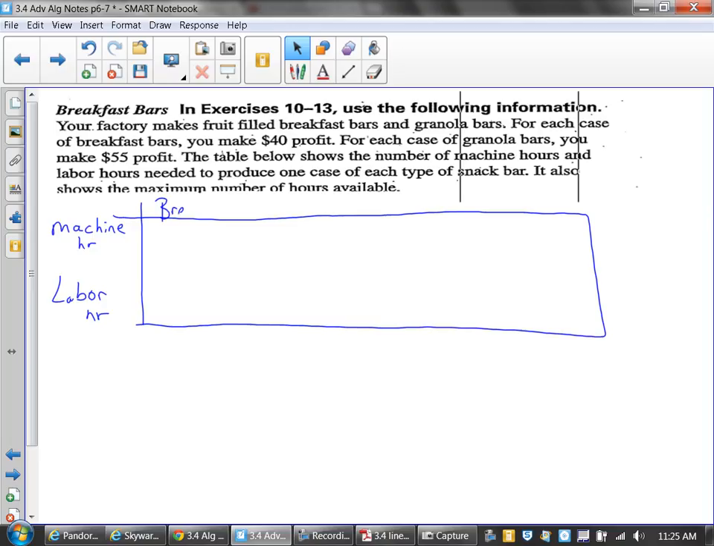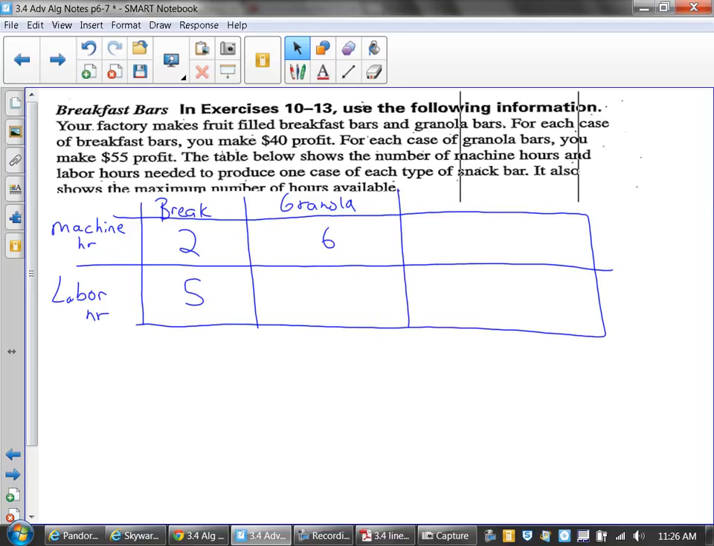You have the breakfast bar. The granola. And it's a maximized profit. Okay. What's the third column? Oh, sorry, maximum hours. Sorry about that.